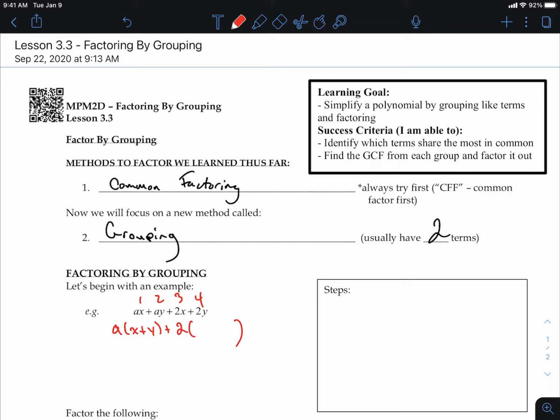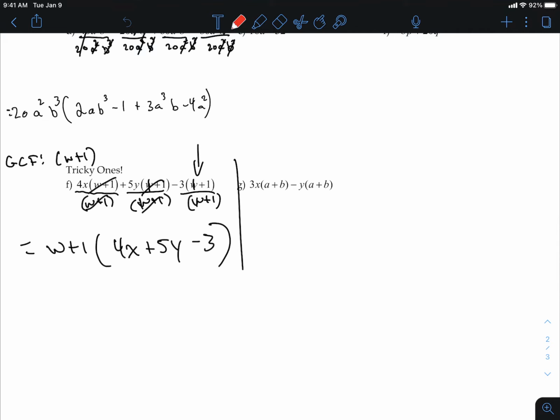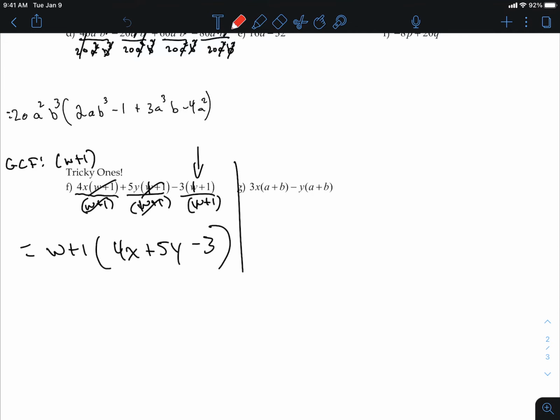Then I'm going to open the bracket. What's left after you take the 2 out of these 2 pieces, number 3 and 4? X plus Y. Oh, that's nice, isn't it? Now that looks like this question that we did earlier, right? This W plus 1 question, or even G. I see a W plus 1 in all 3 pieces, so I took it out.